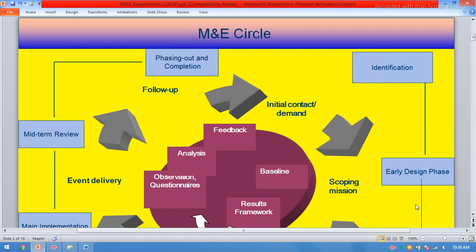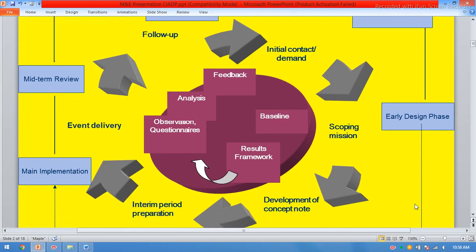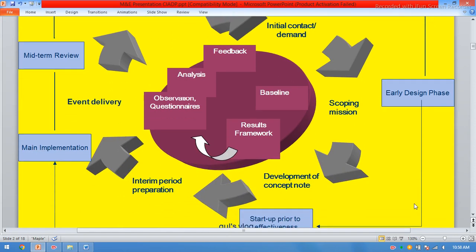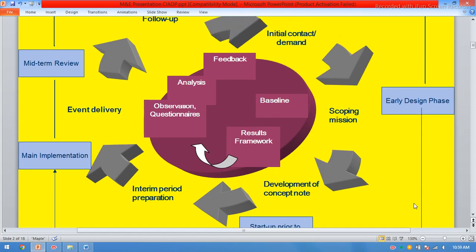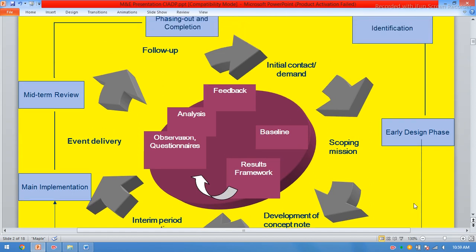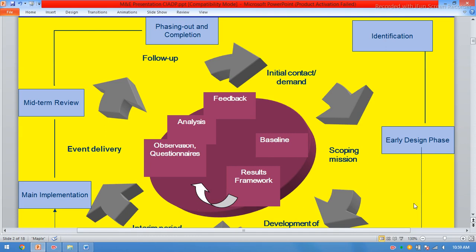Monitoring and evaluation cycle: initial contact, identification, scoping mission, early design phase, development of concept, start up prior to effectiveness, interim period preparation, main implementation, event delivery, follow up, phasing out and completion, midterm review.